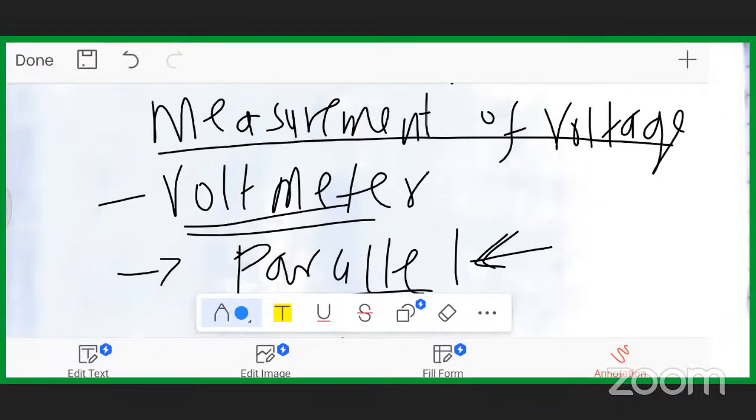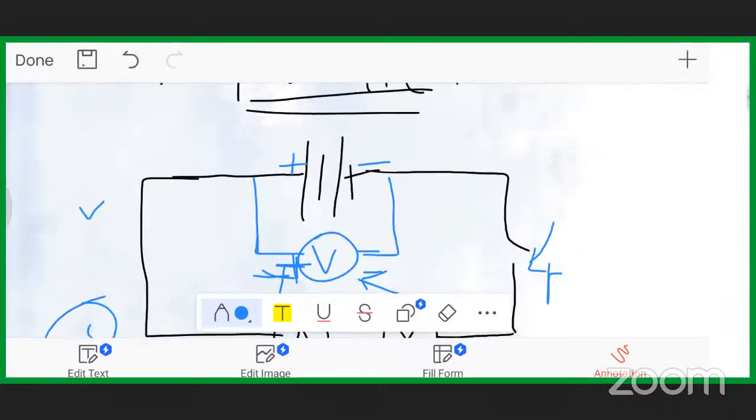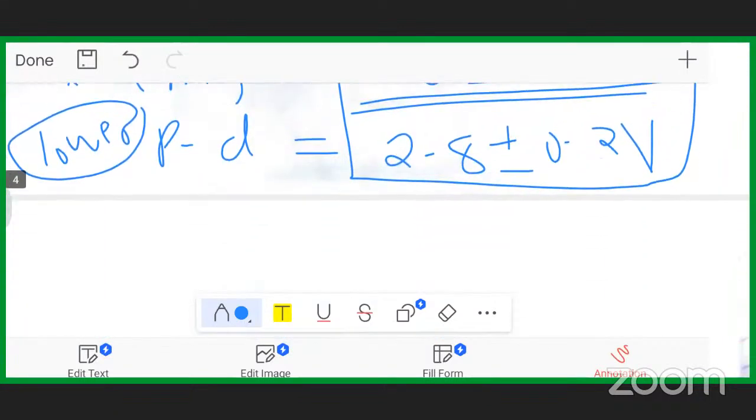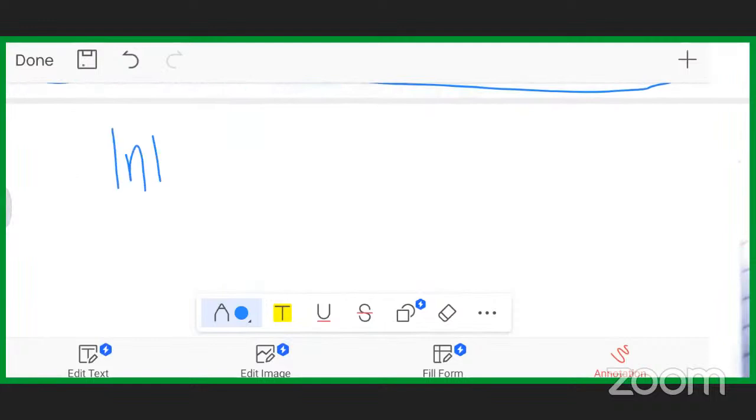Yes. Excuse me. Why are we saying that the PD has to be lower than EMF? Okay. So the PD has to be lower than the EMF because of something called internal resistance of the cell.